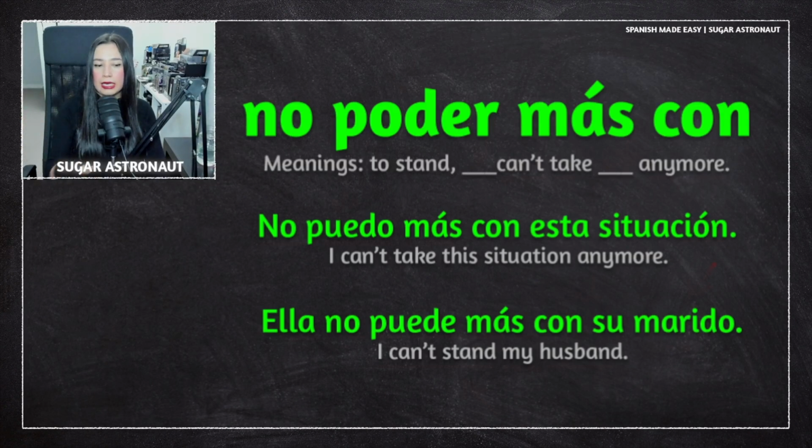And in this situation, we need the personal pronoun ella because if you say no puede más con su marido, you can understand the context. But if you are introducing the topic, if you are talking about this for the first time, then you need the personal pronoun because the other person you're saying this to might say who can't stand their husband. You need more information, right? So if you want to be specific, using personal pronouns is just great for that. Keep that in mind.